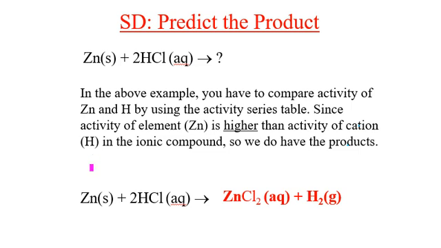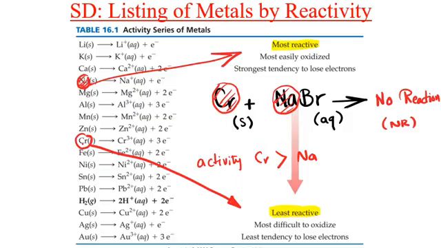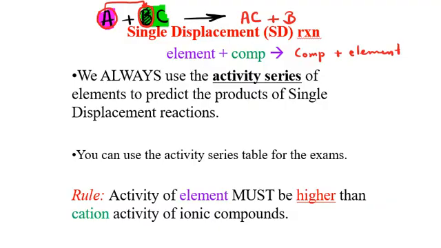Again, the reason is that the activity series of zinc is greater than hydrogen, that is why we are going to have this replacement. Hope these 3 examples help you to understand the activity series of elements and how to write the products. Please understand, we have no reaction if the activity of the element is less than the activity of the cation.